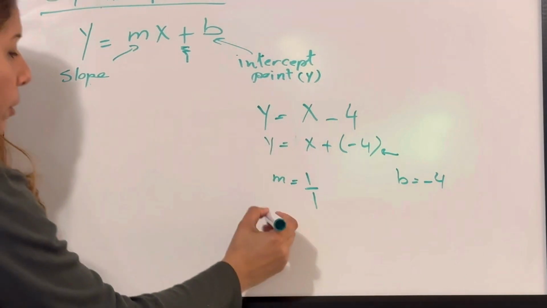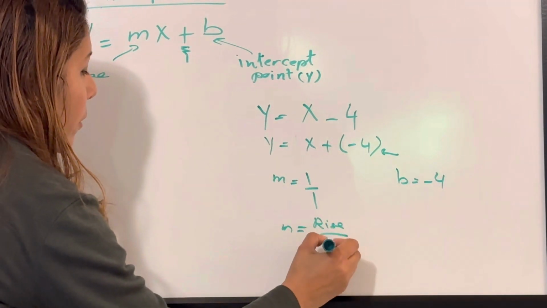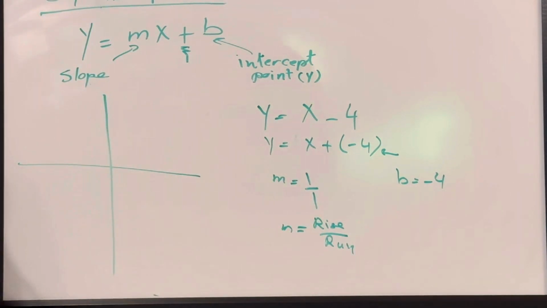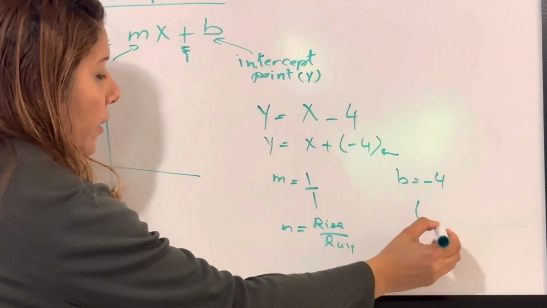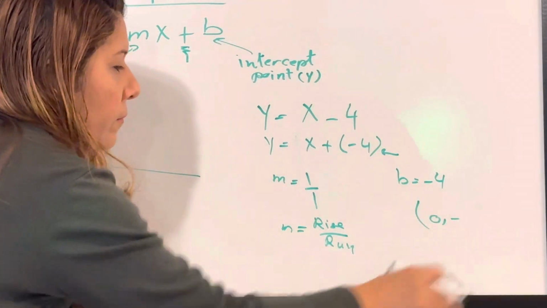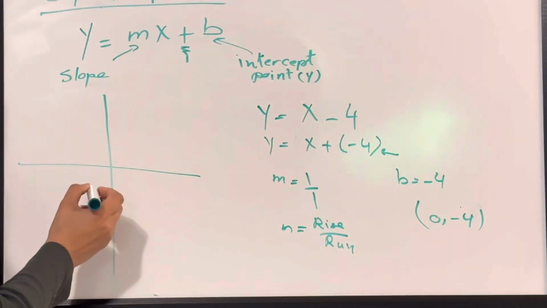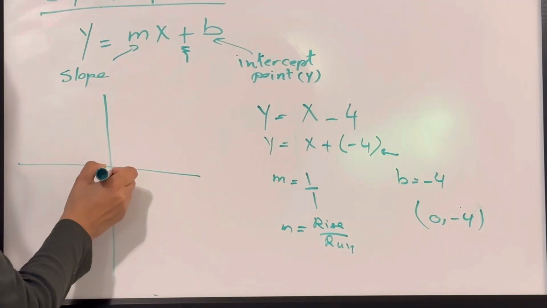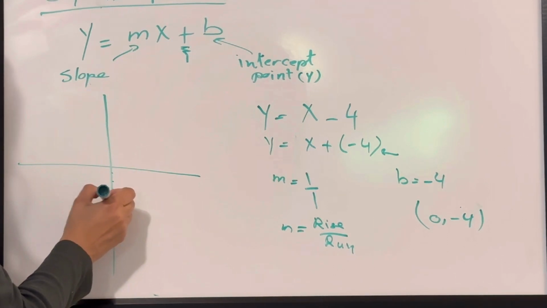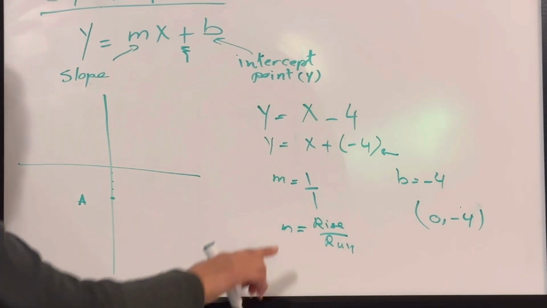Now, we know that the slope equal rise over run. Now I can draw the line. The point of the intercept is 0 and minus 4. So the intercept point is 0, and I will go minus 4. So 1, 2, 3, 4. So I will be at minus 4. So this is the first point. Let's call it A.